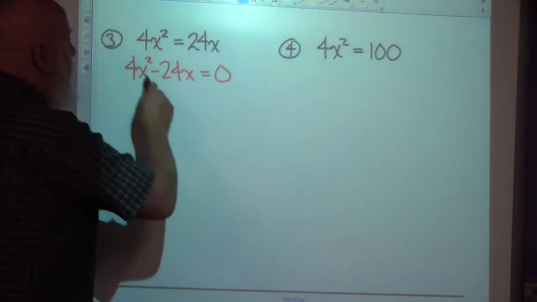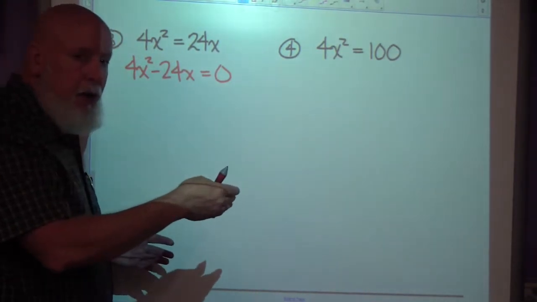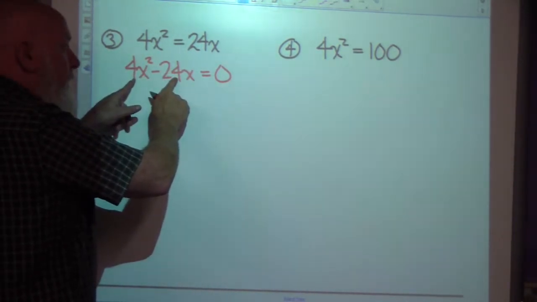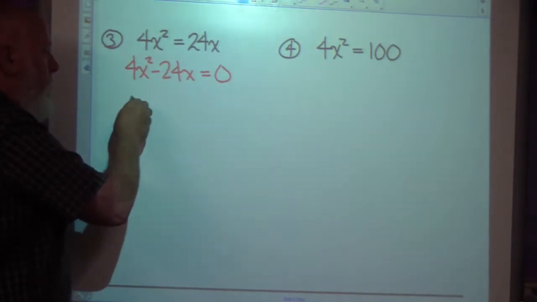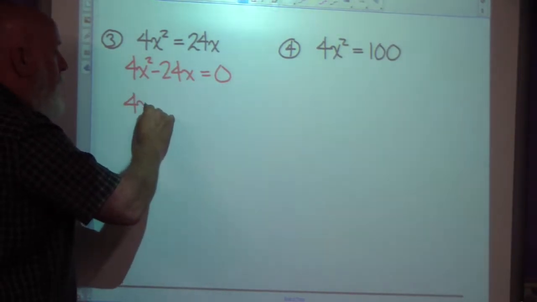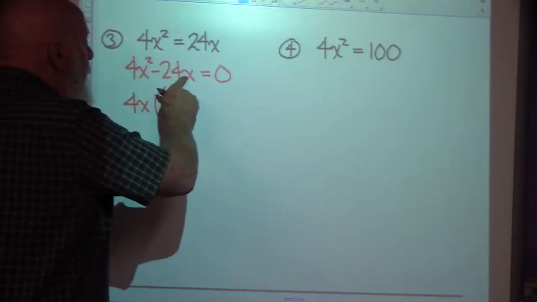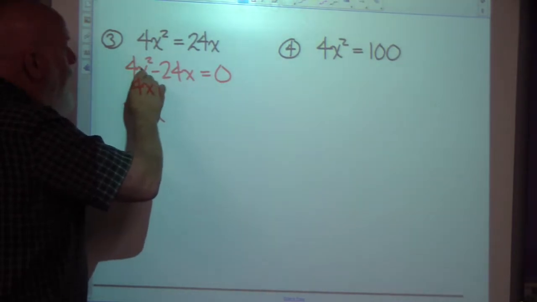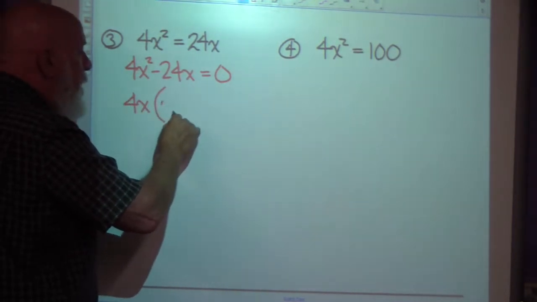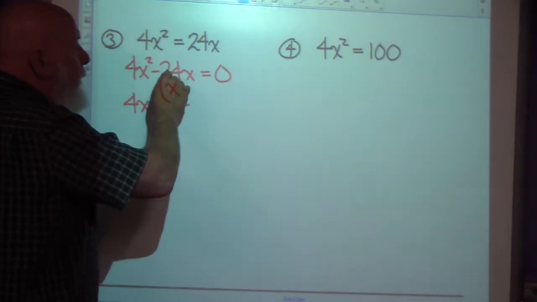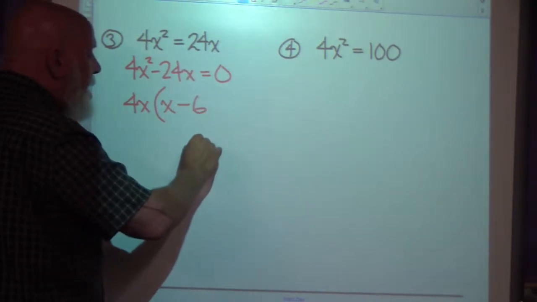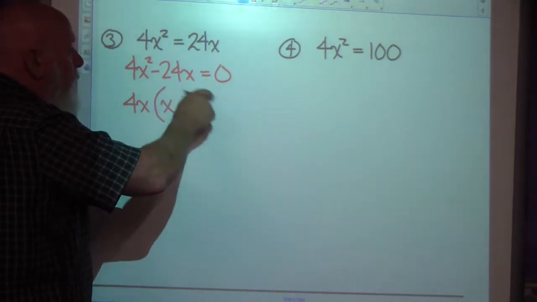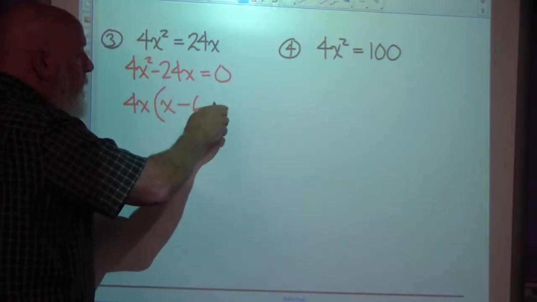Now I'm going to factor this. It's a binomial, it doesn't have 3 terms, so I'm going to see what I can pull out of both of these terms, and I see how they both divide by 4, and they both have an x. So I'm going to write down the factor that they both have in common, open a set of parentheses, and term by term, divide a 4x out of each term. If I pull a 4 and an x out of this by division, I'm left with the other x. Minus, if I pull a 4 and an x out of this, I'm just left with 6, because 4x times 6 is negative 24. If I divide x by itself, I get 1, and 6 times 1 is 6.